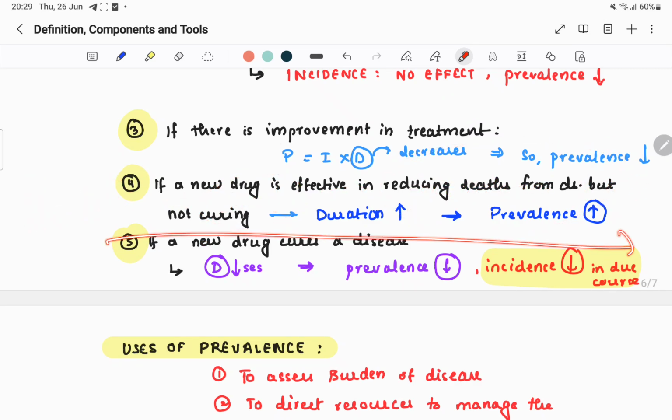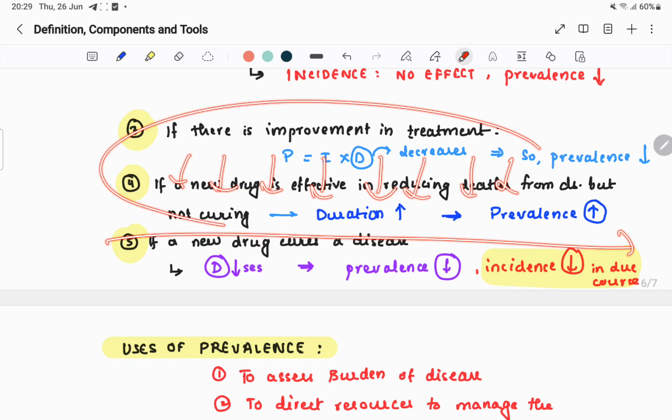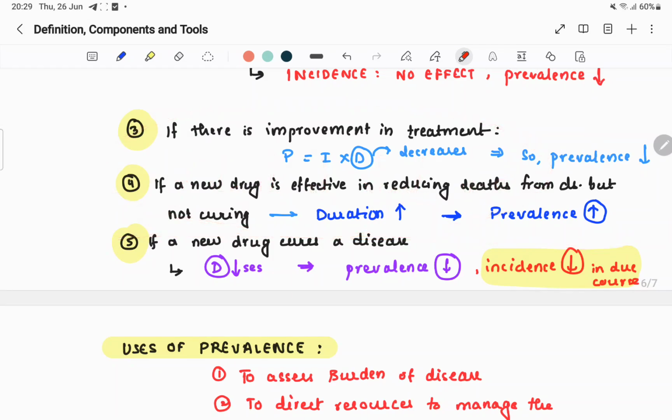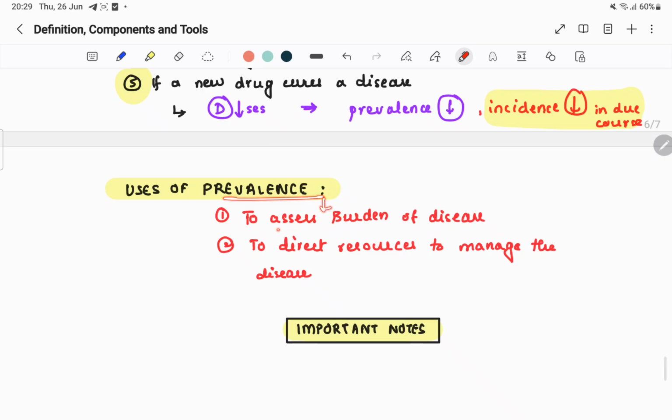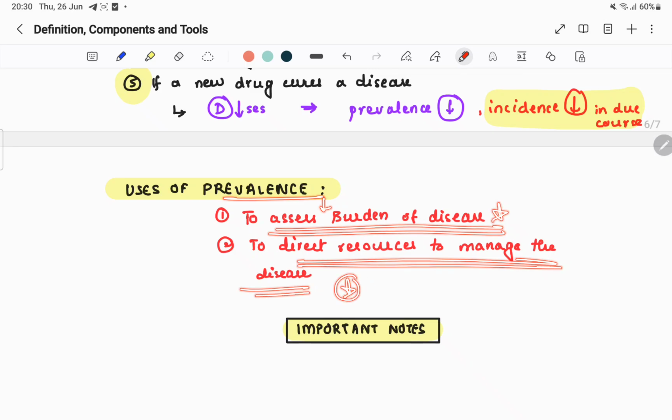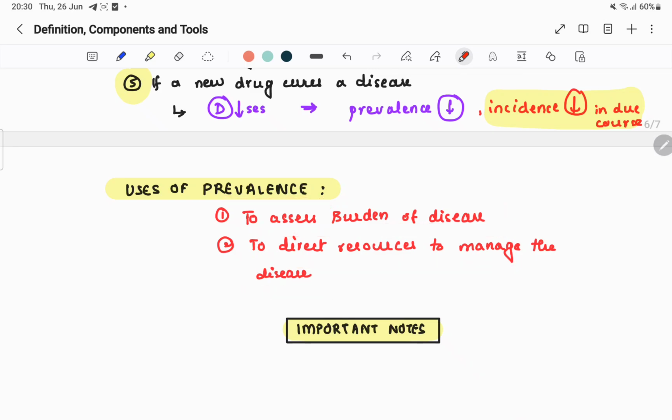And in due course, prevalence will decrease, the disease will no more be progressing. So incidence will decrease in due course of time. This is a late phenomenon, but basically prevalence decreases. Prevalence is basically used in assessing the burden of the disease, it is a direct resource to manage the disease. It is basically helping in managing the disease.